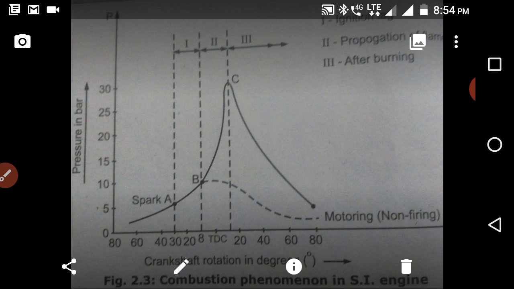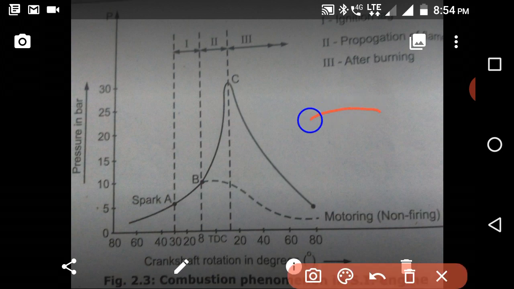Now we have to discuss how combustion takes place. For that I am drawing the cross-sectional view of the combustion chamber, which is the top view of the cylinder, and if you cut that cylinder, we can easily see this cross-sectional view. The combustion chamber is the volume available above the piston and below the cylinder head when the piston is at top dead center.